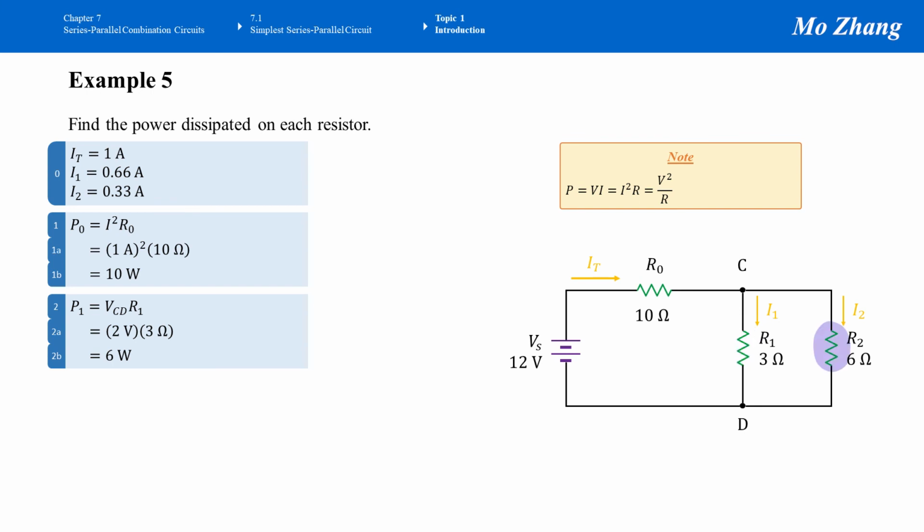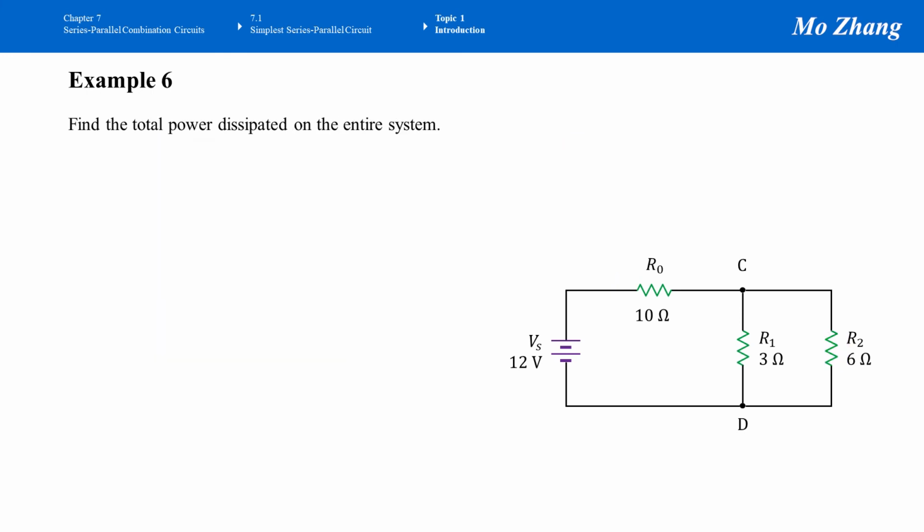Now find the power dissipated on R2. We can use the same formula again, but for R2. That is P2 equals VCD times I2. Plug in the numbers. VCD is 2 volts, I2 equals 6 amps, the product equals 12 watts. 10 watts dissipated on R0, 6 watts on R1, and 12 watts on R2.